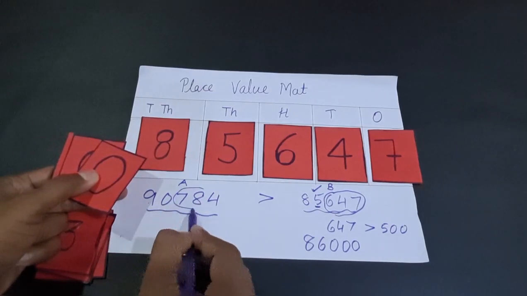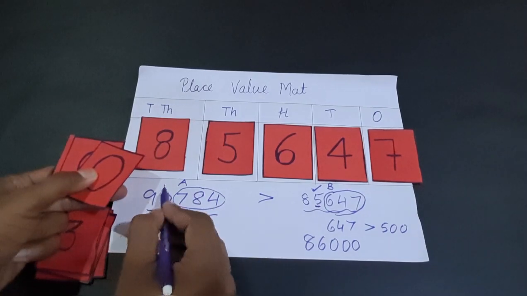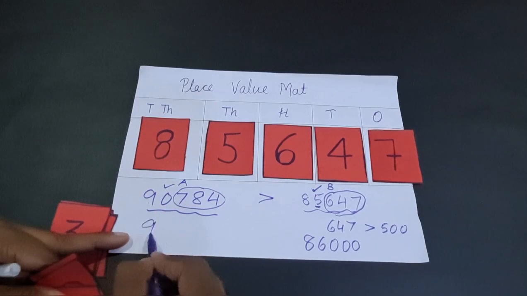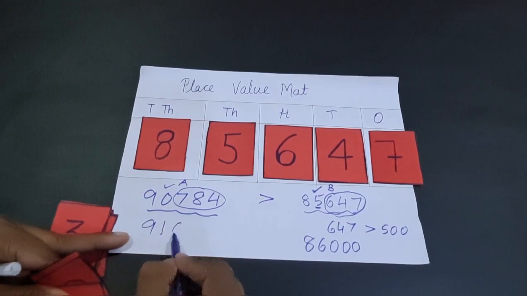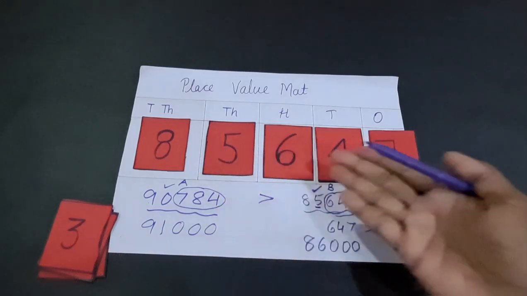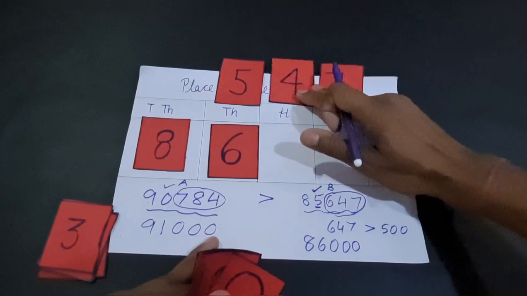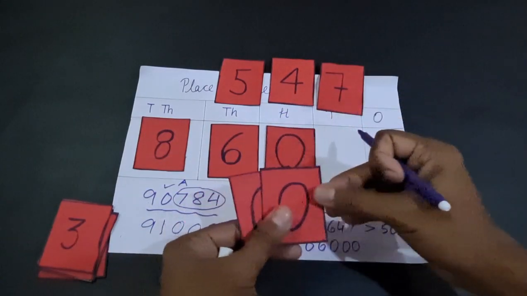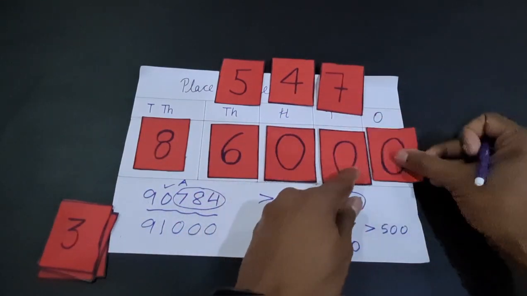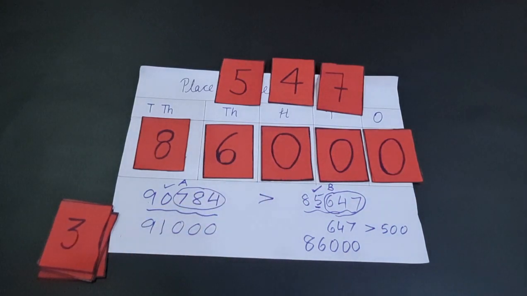Likewise, if you see 90784, again 784 is greater than 500, and therefore this digit 0 is increased by 1 and all other digits are replaced by zeros. So how do you round off this number here? 0 becomes 1 and all other digits become 0, and therefore this becomes the rounded off number which completes our activity.